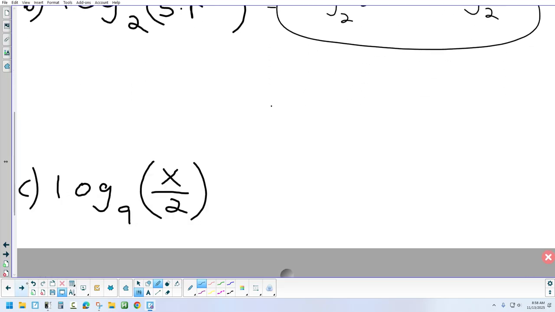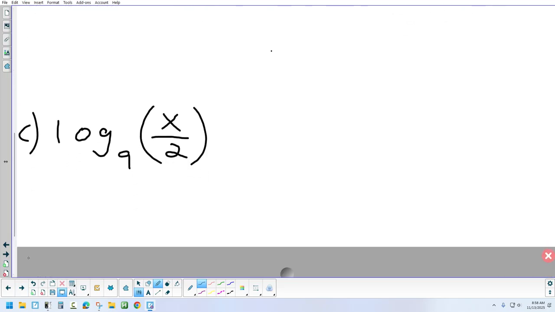All right, let's try this one. Anybody think they could just split that and give me the whole thing and the final answer? Yep. Log base 9 of x minus log base 9 of z. Yeah. So it's log base 9 of the numerator. This time it's minus because we have division. Log base 9 of the denominator.